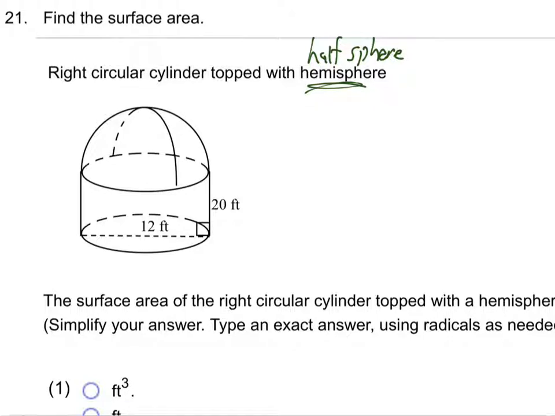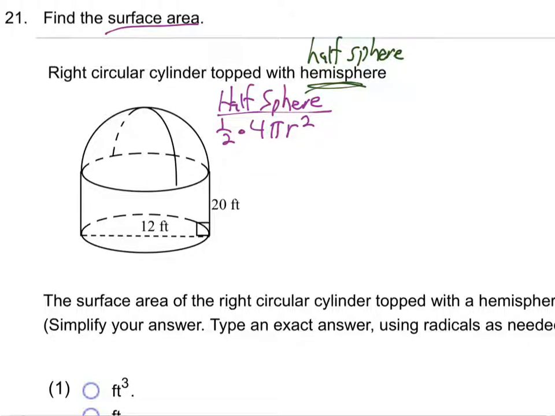Okay, so to find the surface area, we have 2 parts. So we have the part on the top. Well, we have the half sphere on the top. What's the formula for the surface area of a sphere? It's 4 pi r squared, but then we have to take a half times it. Does that make sense? It's half of a sphere. So half of the 4 pi r squared formula.